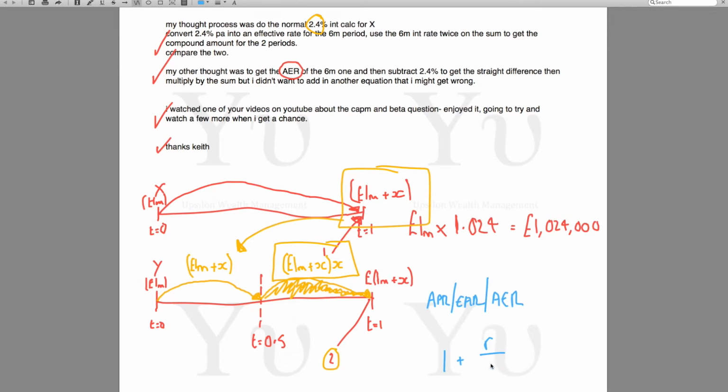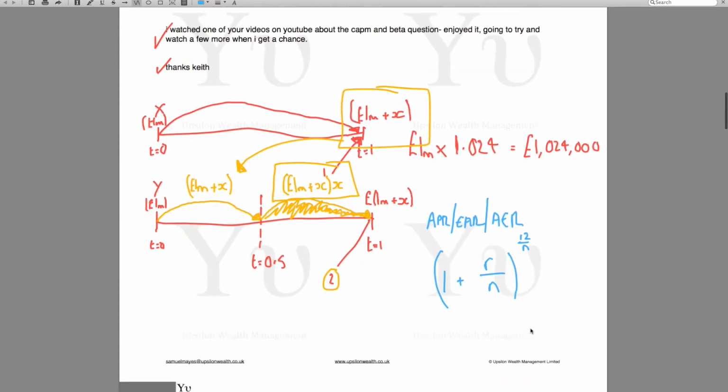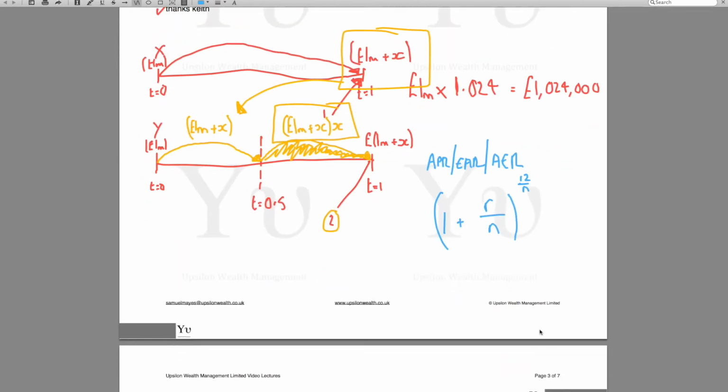which is 2, but let's just write the formula down. 1 plus r divided by n, raised to the power of 12 divided by n. Okay, so let's go through that formula again. APR, or the effective annual rate, or the effective rate, all the same thing. APR, AER is all the same thing.